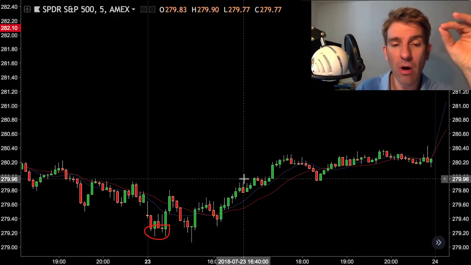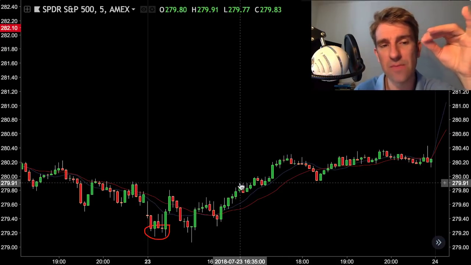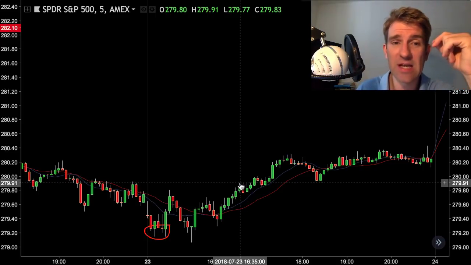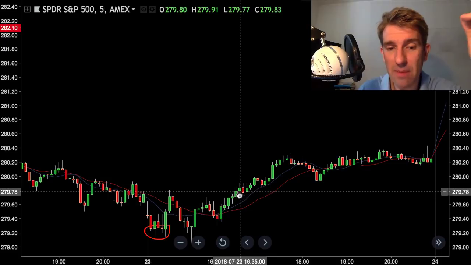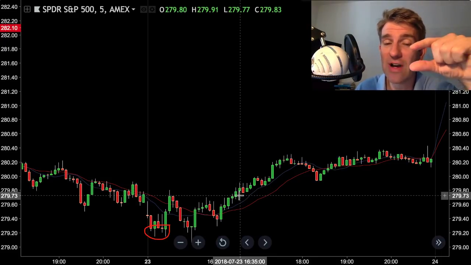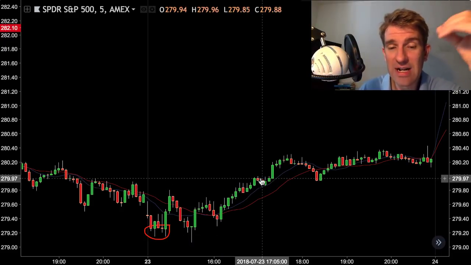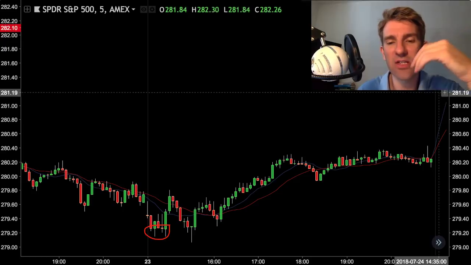So you'd be long on this candle here as a break above the high. The high here on this Spiders ETF is 279.91, so you'd be long at 92. Your stop would, I guess, be below the low of that candle, which would make a lot more sense. So you've already got a 5 minute candle range, which makes sense on an intraday basis, and your target is going to be kind of 3R, something like that, so you get a decent risk reward ratio.